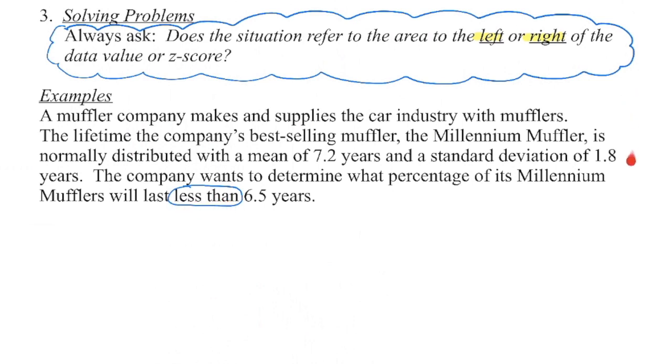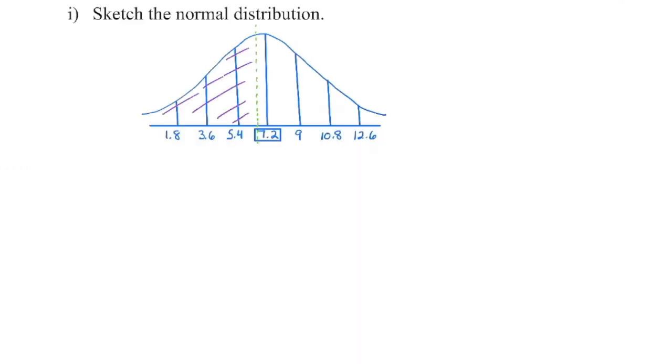Oftentimes, this is all you'll get. You're not going to see step by step, draw the bell curve, do this, do this. You have to know how to set this up and then where to go with that. So the first thing we're going to do is set up our bell curve. And 6.5 years is going to be in between 5.4 and 7.2. So about there, we're looking for the percent of cars that are going to last less than that number of years. Because it doesn't fall exactly on 1, 2, or 3 standard deviations, that tells me I need to calculate my z-score.